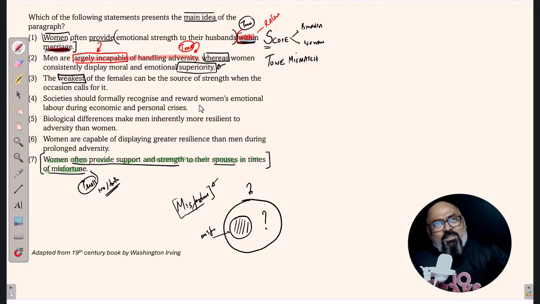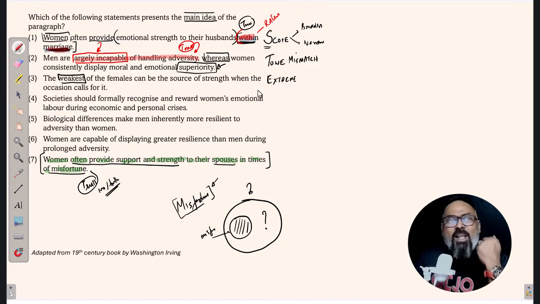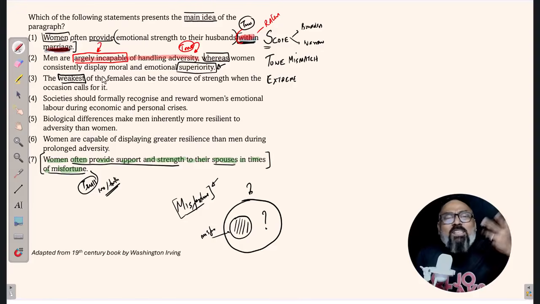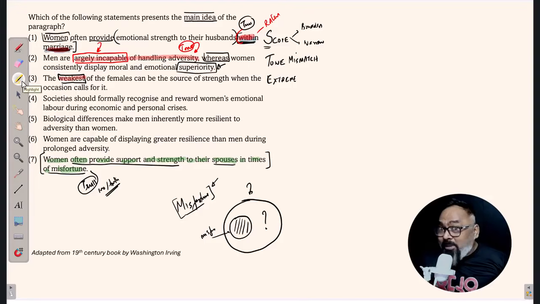The weakest of the female, that's extreme. You know what? One of the things that can happen in wrong answer choices is that there could be multiple problems. But we can just identify one problem and then say, it's a rotten word, I'm just going to chuck it. We do not evaluate everything. There's also one more problem here, by the way.